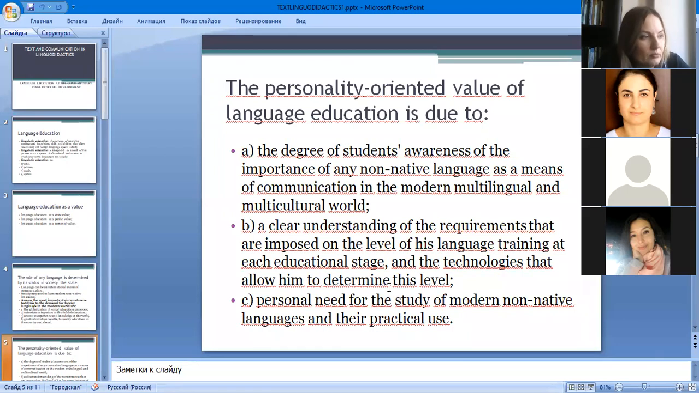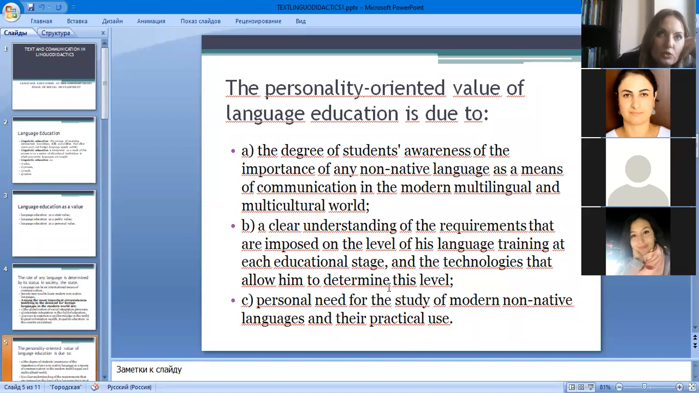Indeed, at the present stage of the country's development, a stage characterized by deep integration processes in all spheres of public life, language education acts as a significant medium. It forms the consciousness of the individual, his ability to be socially mobile in society and freely enter the open information space. Even under favorable conditions, the state and social significance of language education should be supported by its personally oriented value.